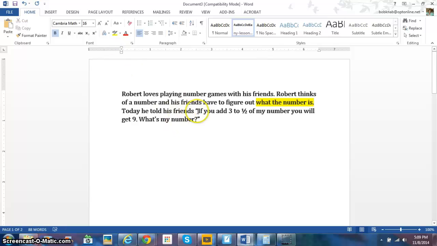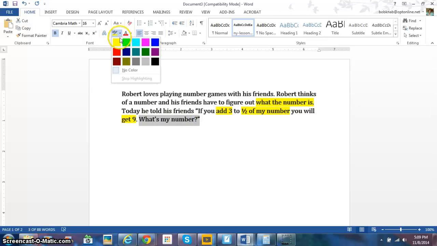Today he told his friends, if you add 3, so that's definitely important, to half of my number, that's important, you will get 9. So getting 9 is going to be what it equals. And we're going to look for what's my number.